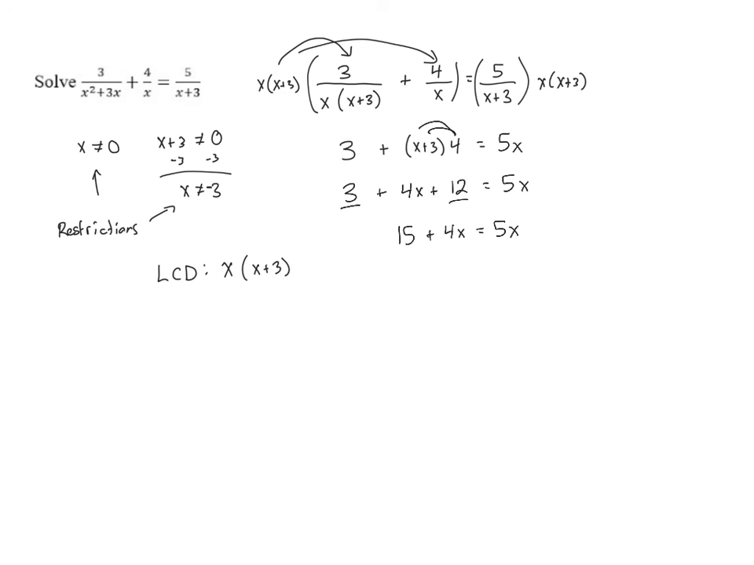We need to eliminate one of the x's, and we can do that by subtracting 4x from both sides. That leaves us with 15 on the left and x on the right. We check our restrictions. x can't be 0 or negative 3, but 15 is allowed. So this is a solution, and so our final answer is going to be x equals 15.